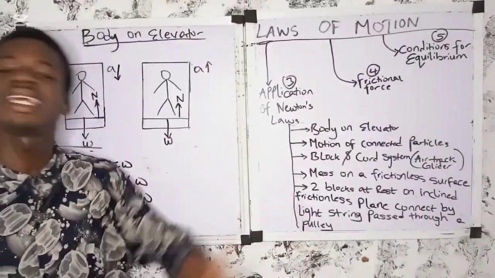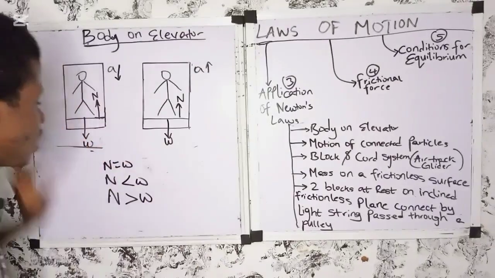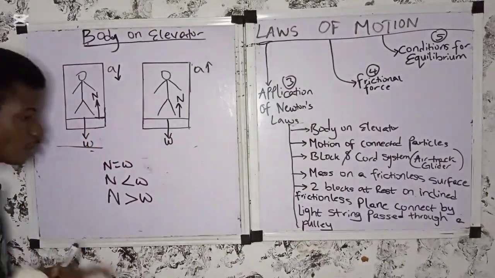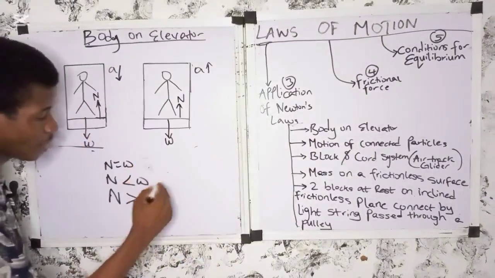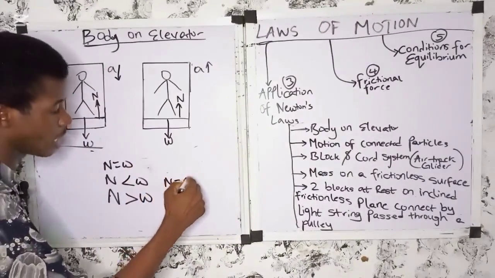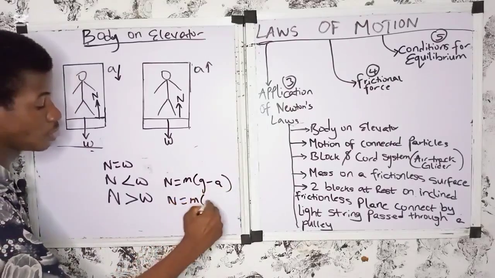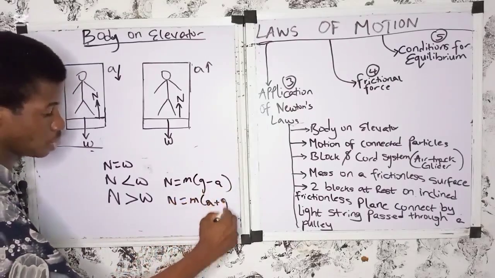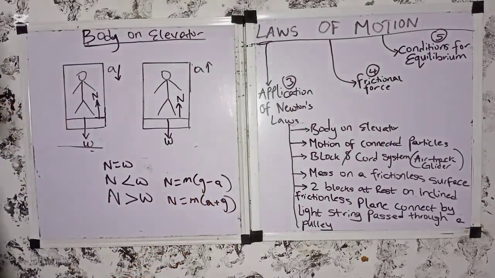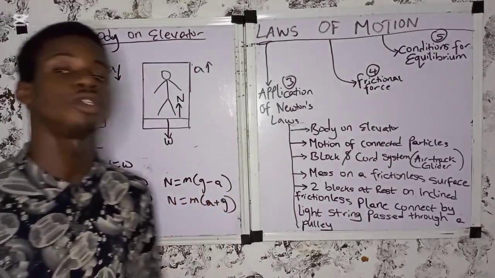So now let's do some calculations under this. Now remember, when the body is going downward, the formula we're going to use would be, if I'm not mistaken, m bracket open g minus a. Then when the body is going upward, we are going to use m bracket open a plus g, bracket close. Now let's do some calculation questions.